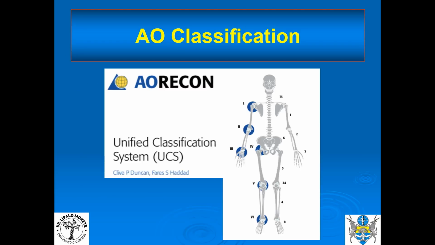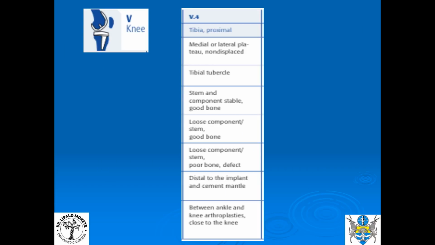There are other classifications, as I've mentioned, the AO classification. They have seemingly adopted the classification that was proposed by Professors Duncan and Haddad, and it is this universal classification, which at this time hasn't really enjoyed universal acceptance, and it is a classification system that is comprehensive, but probably, in my opinion, maybe not that user-friendly, certainly for tibia periprosthetic fractures.